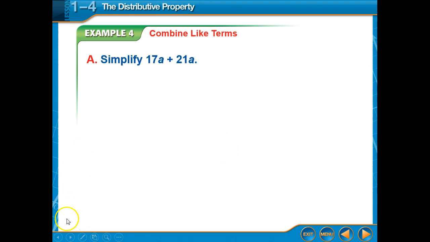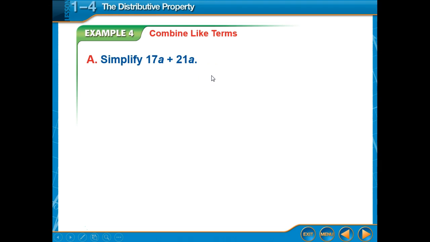Combining like terms. When we notice that we have terms that are the same, and by like terms, they have to be completely and totally the same. And by the same, as I explained when we were talking about the new vocabulary, they're either just numbers or the exact same variable exponent combination. So 17a and 21a are like terms because they're both a's.